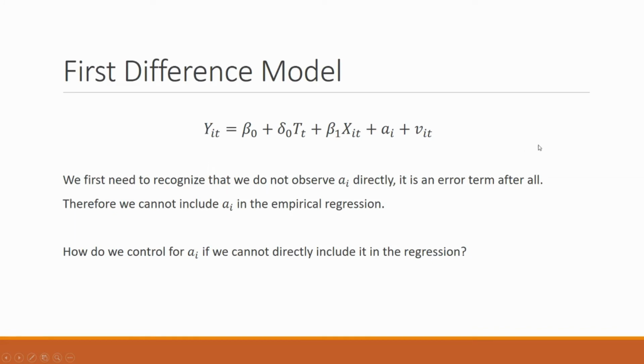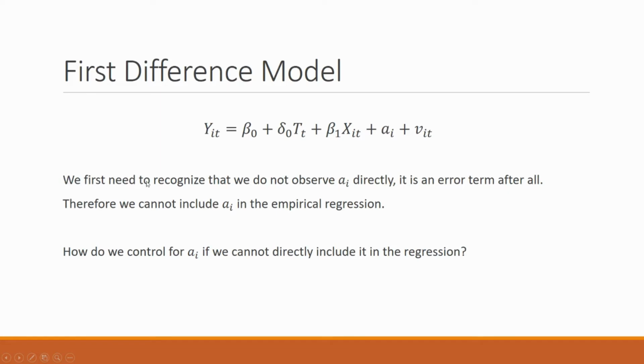All right, so remember our regression here, where we have y, our dependent variable, which varies across individual and time. We have t, which varies across time. It's the time variable. X, the independent variable of interest, which varies across individual and time. We have our error term that accounts for the time invariant unobservables, and the error term that accounts for the time variant unobservables.